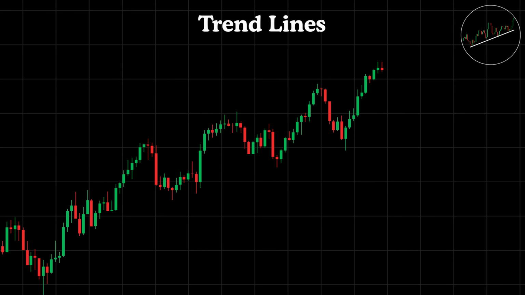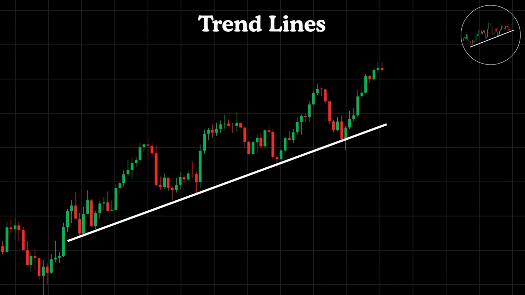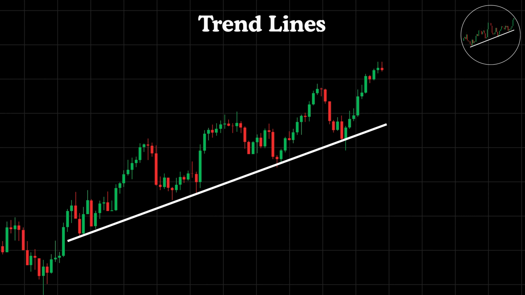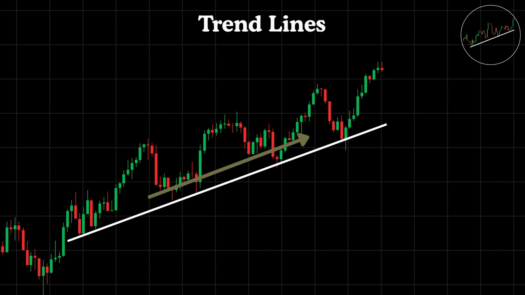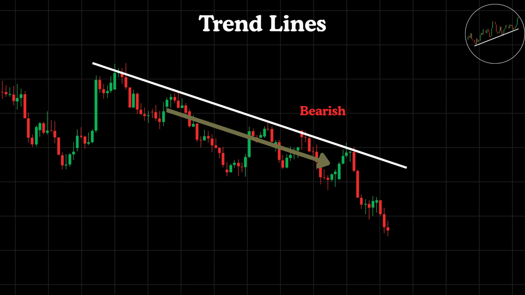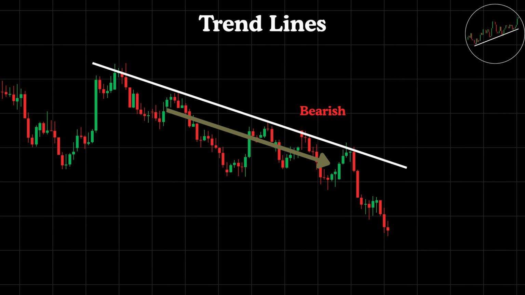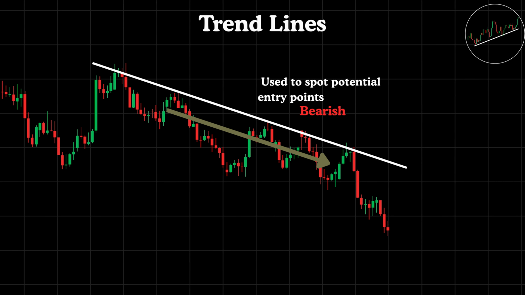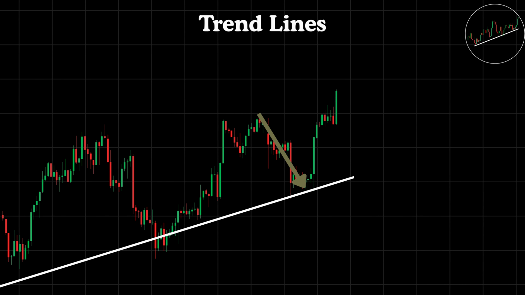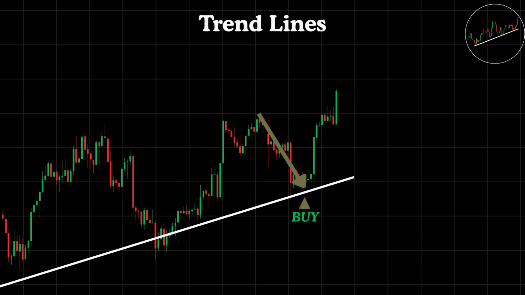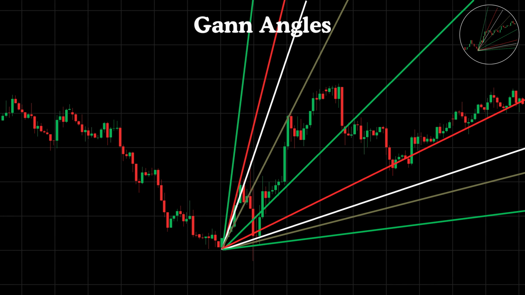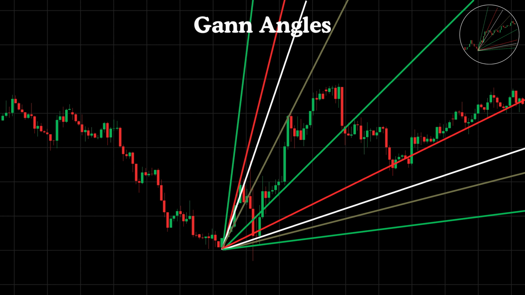Trend lines are important levels that appear diagonally during a trending market. They help indicate the general direction of price. An upward trend line suggests a bullish market, while a downward trend line points to a bearish market. Just like support and resistance, trend lines can also be used to spot potential entry points. For instance, when price pulls back to a trend line, it may offer a favorable chance to take a buy position.